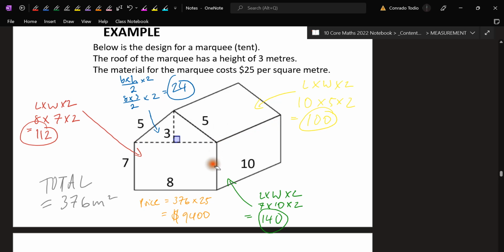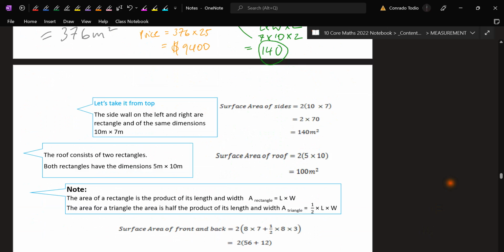So if you visualize this, all you're calculating is this side and this side as well, this triangular face and that triangular face in the back, and then the rectangles that you can see. There's one in the back and then one over here that you can't see. So it's only the exposed area of the surface area that you're looking at.